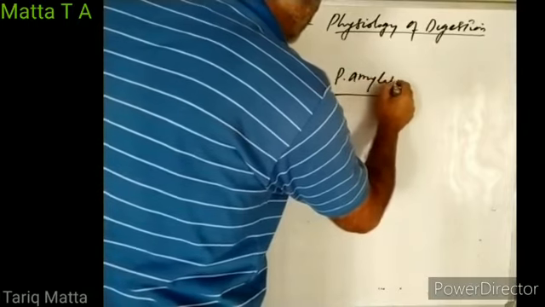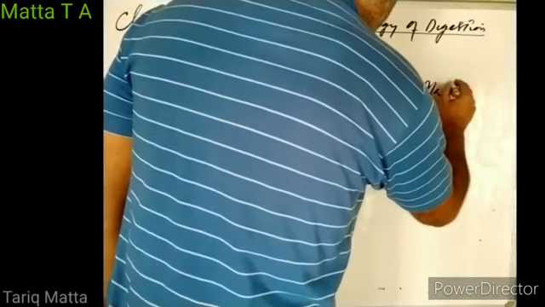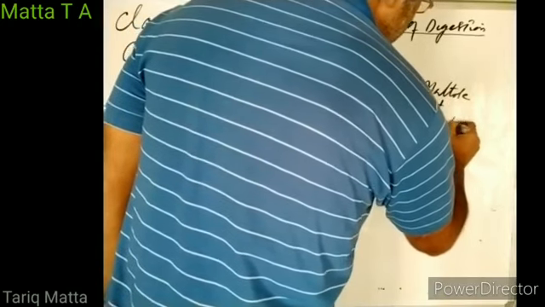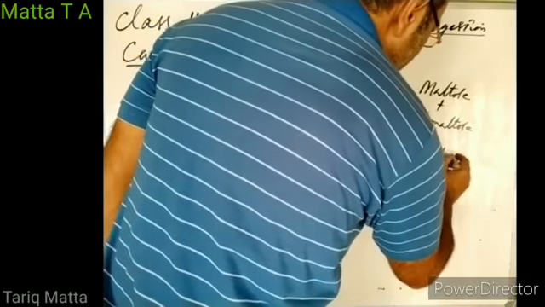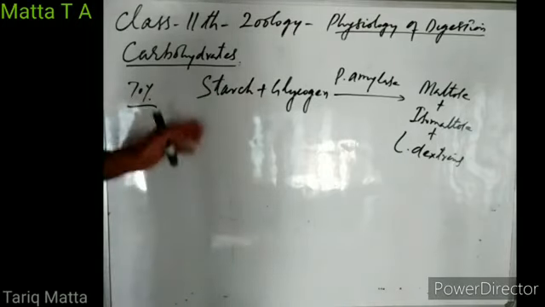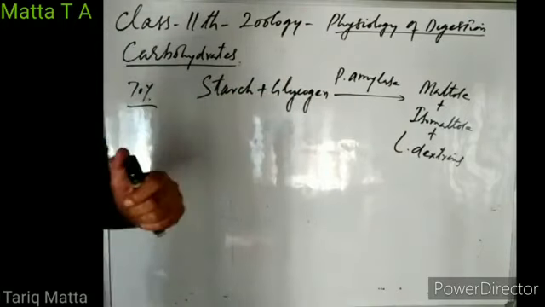This pancreatic amylase breaks the starch and glycogen further into maltose, isomaltose plus limit dextrin. 30% of this starch and glycogen was digested in mouth. Now the remaining 70% of the starch and glycogen is acted upon by pancreatic amylase. And pancreatic amylase also converts the starch plus glycogen into maltose, isomaltose, and limit dextrins.